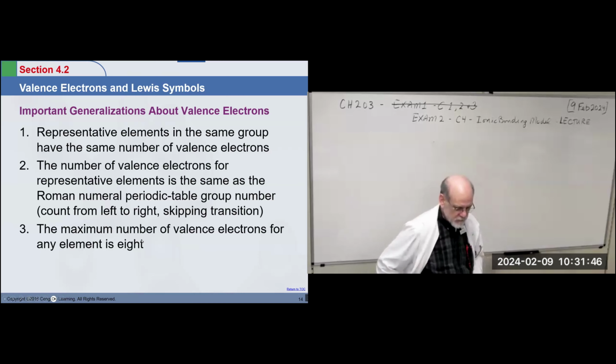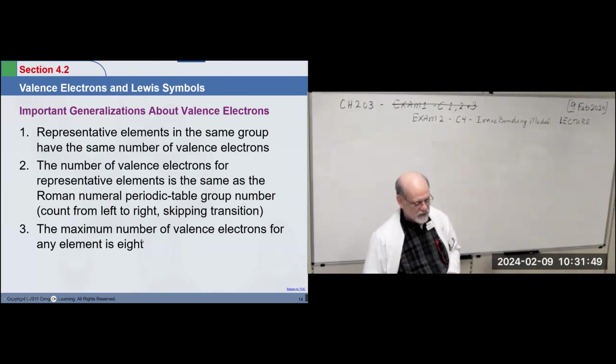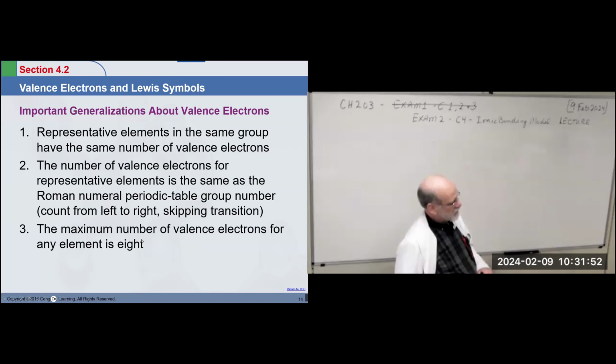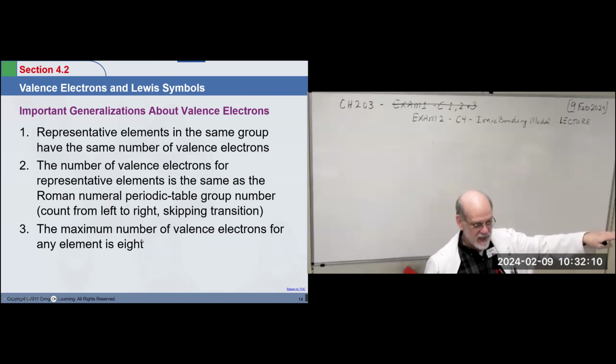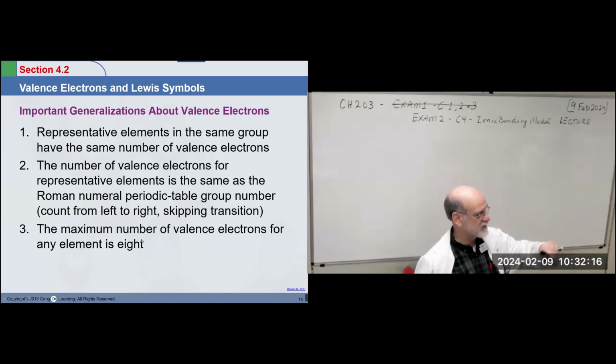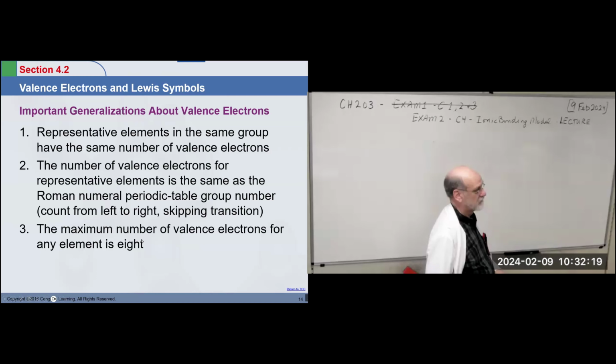The number of valence electrons for representative elements is the same as the Roman numeral in the old style grouping. So fortunately, this periodic table has both the new and the old style. So if you look at the top of each of the columns, you'll see a Roman numeral 1 on the first column, 1A, then 2A, and then we skip over to boron and it's 3A. Carbon's 4A, nitrogen's 5A, 6A, 7A, and they just put a 0 over the noble gases because they don't want any electrons anyway.